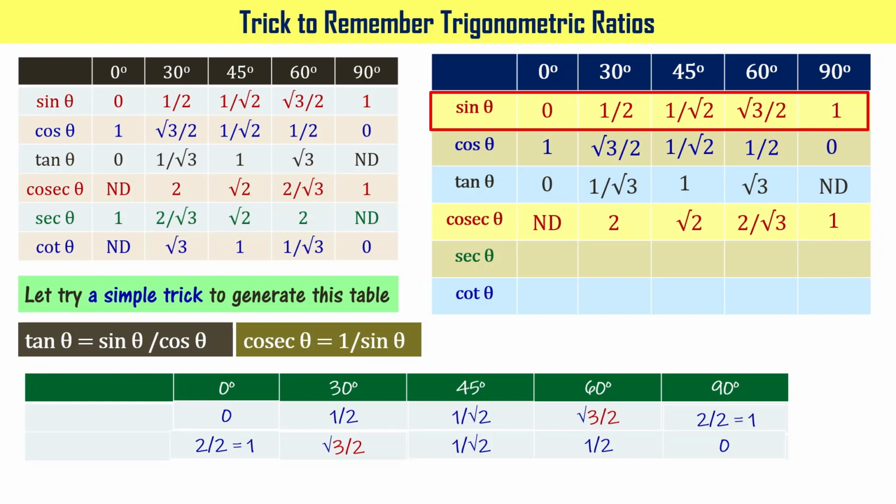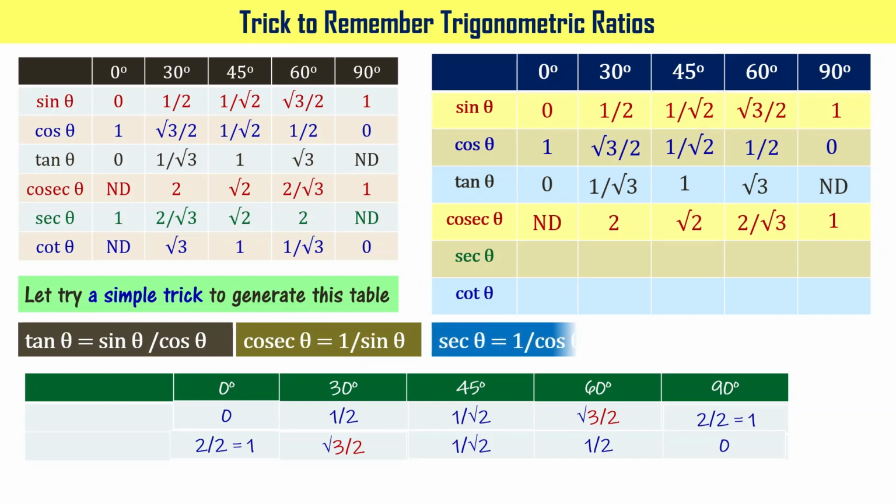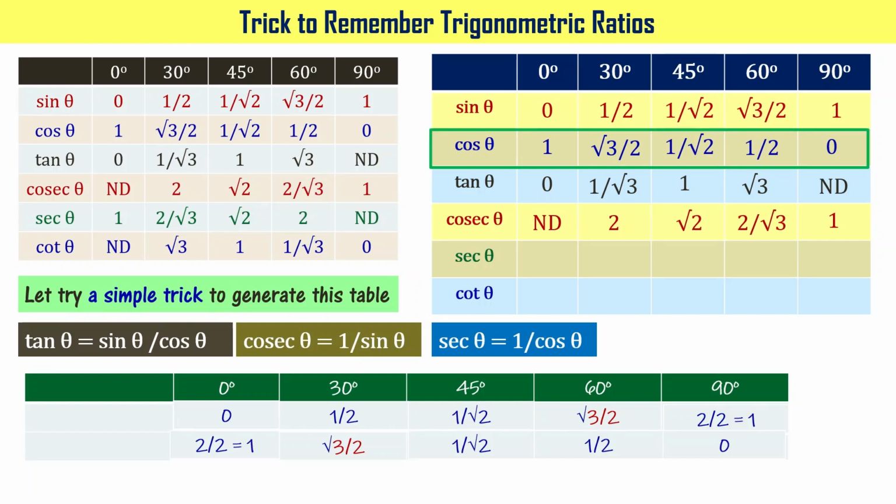Now let's see what happens to sec theta. Sec theta can be written as 1 by cos theta. So sec 0 degrees is 1 by 1, that is equal to 1. Sec 30 degrees is 1 by root 3 by 2, that is equal to 2 by root 3. And sec 45 degrees is root 2. Sec 60 degrees is 2. And sec 90 degrees is 1 by 0, that is not defined.